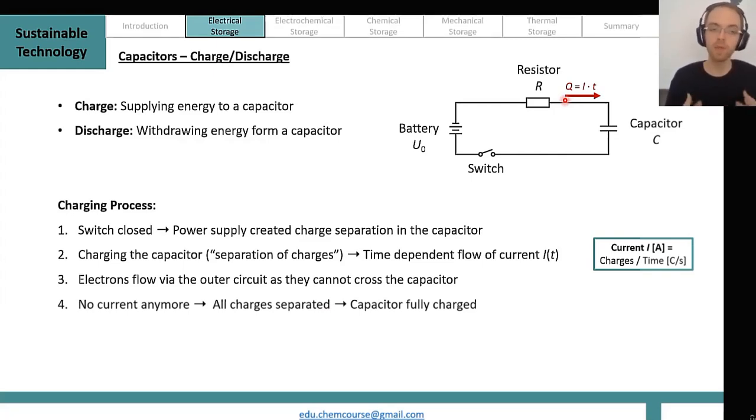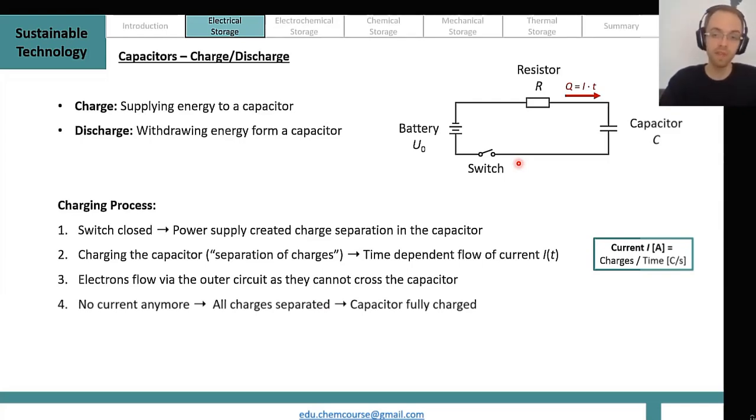So how does this charging process work in detail? You basically close the switch and the power supply will create a charge separation in the capacitor. This is what you saw before. We will tend to charge one side of the capacitor with a positive charge and one side with a negative charge. So charging this capacitor, which is basically just a separation of charges, happens in a time-dependent flow of current.